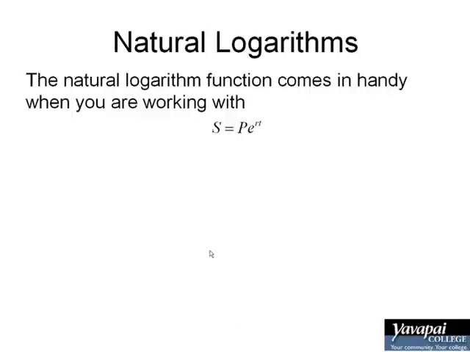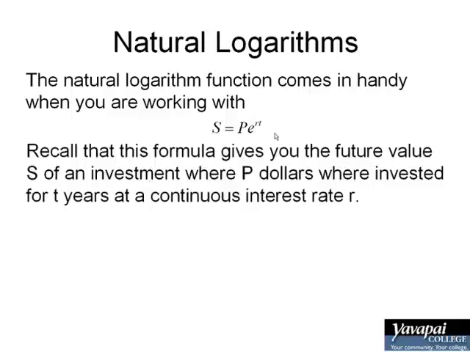So that natural logarithm function comes in handy when you're working with the formula s equals p times e to the rt. Remember, that's that formula we talked about in the previous section. This gives me the future value s of an investment where p dollars were invested for t years at a continuous interest rate r. You can use this formula even when you're not talking about investments. If you're talking about populations that are growing at a continuous rate, this would also apply. But now instead of thinking of p as your original amount of money, you would think of p as your original population.